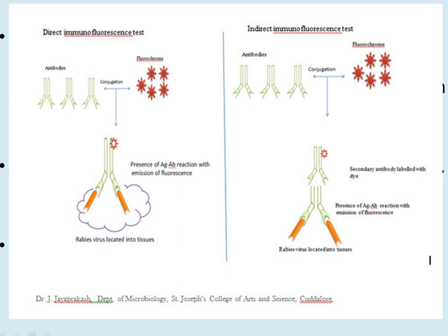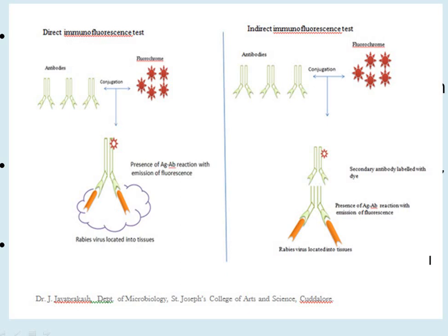So the image simply depicts direct immunofluorescence and indirect immunofluorescence. In the direct fluorescence test, antibodies are conjugated with fluorochromes. Then the antibodies are directly applied to the clinical specimens. If the clinical specimen tissue contains any antigen, the labeled antibodies can directly bind with the antigen. Then this will be viewed with the help of a UV collector or immunofluorescence microscope.